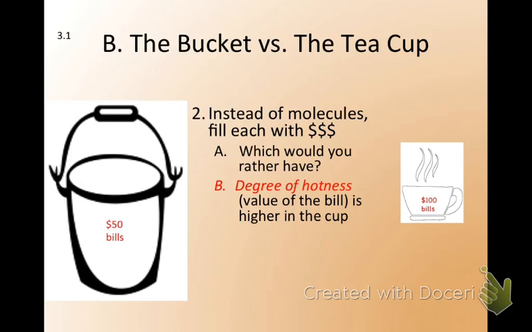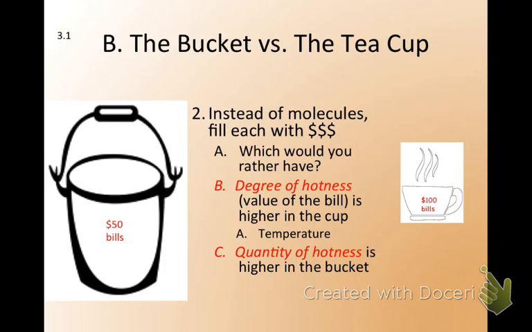Now again, degree of hotness is, in this case, the value of the bill, so it's the 100 or the 50. The degree of hotness is higher in the cup, and thus the cup is a higher temperature. But the quantity of hotness is higher in the bucket. And that, my friends, is heat. Now, heat is not a substance, but is an entity that can flow. Heat flows. So heat can flow from the bucket into the swimming pool, thus warming up the swimming pool.